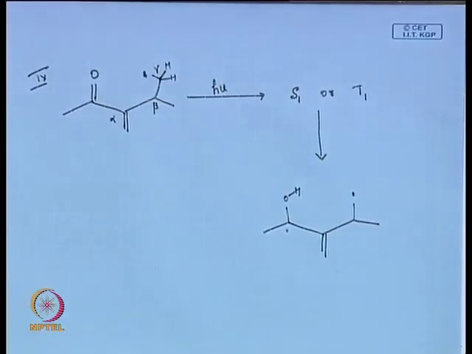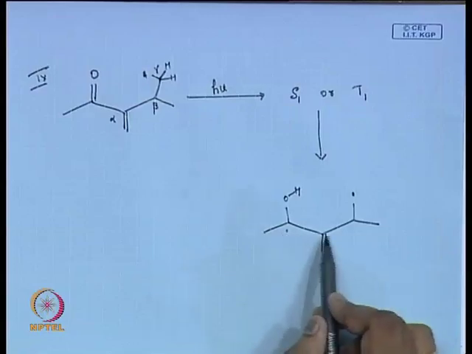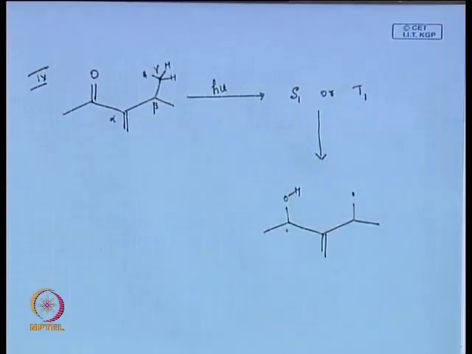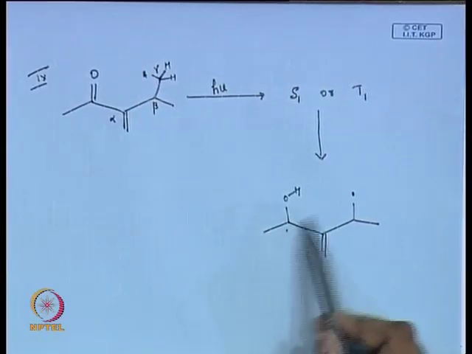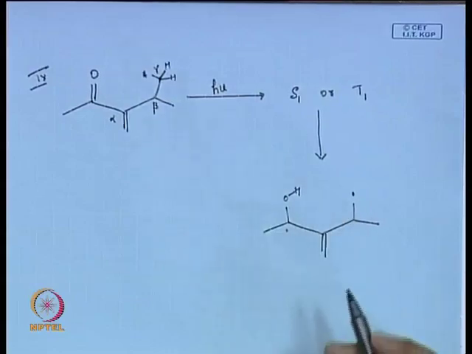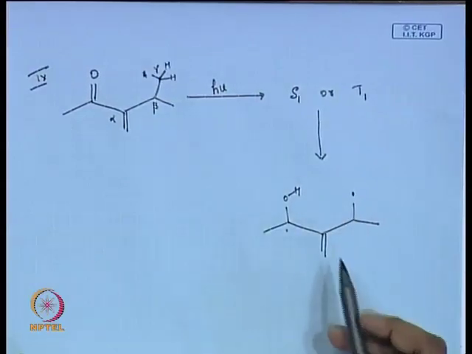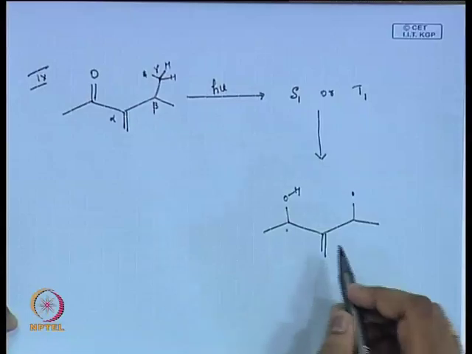Now what can you think about? Now again it's a 1, 2, 3, 4 diradical. What can this molecule do? Any guess? It can do Norrish type 2. You want to do a cyclization here. Okay. Yeah, see, that's how it is.